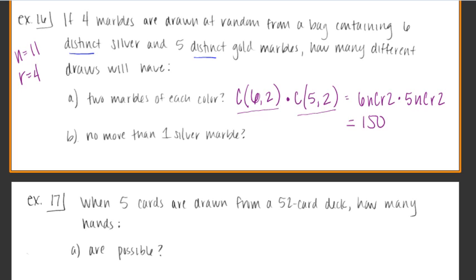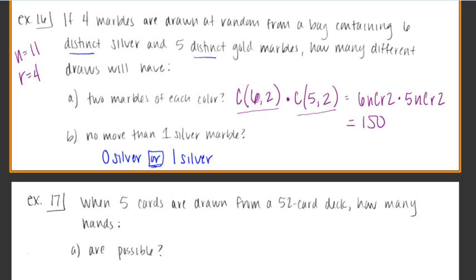All right, part B, no more than 1 silver marble. So no more than 1 means I can have 0 silver, or I could have 1 silver, right? So let's talk about this. We have or, so we're talking about 2 scenarios here. This is where I'm going to finally have a little addition going on, but it's going to be multiplication within the addition. So how many ways can I get 0 silver?